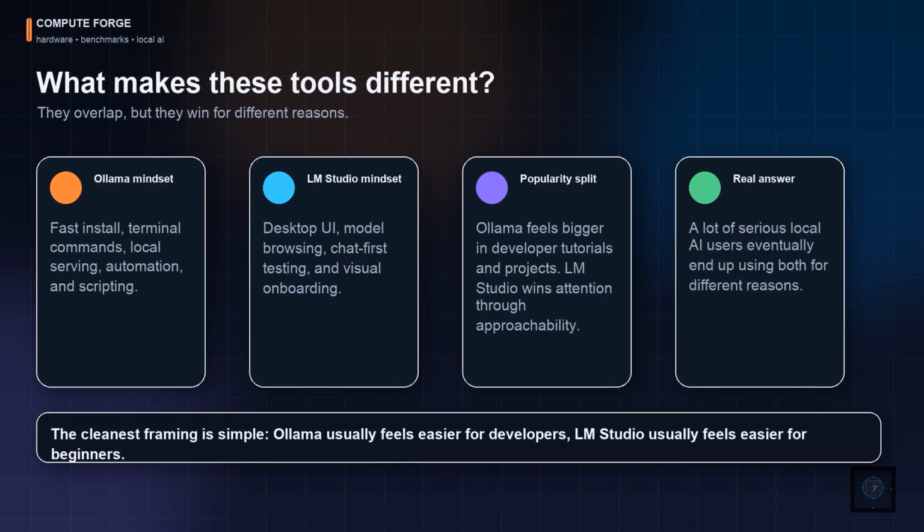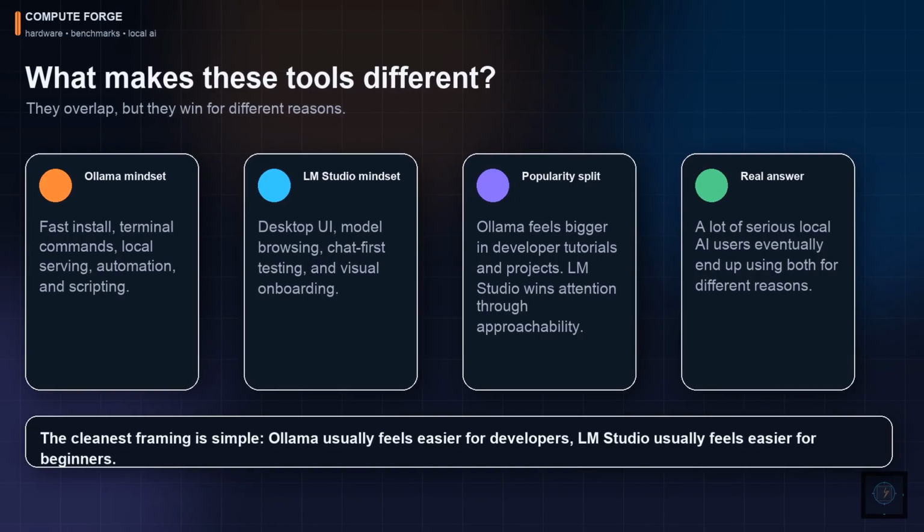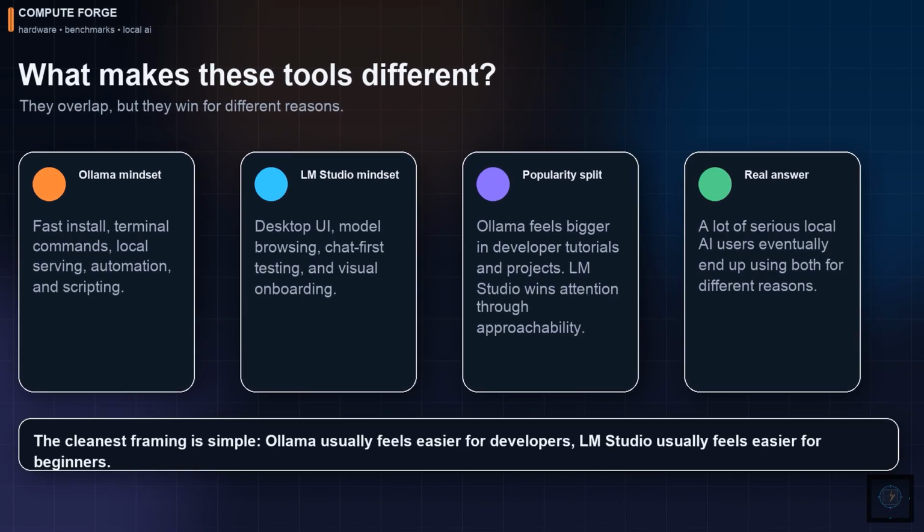LM Studio is the tool a lot of people notice first because it feels more visual, more beginner-friendly, and more like a polished desktop application you can click through without memorizing commands. So which one is actually better? The short answer is this: it depends on whether you care more about simplicity in the terminal or simplicity in the interface. Let's start with Ollama.